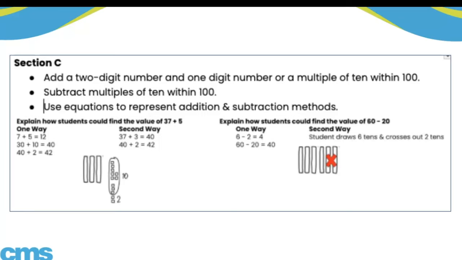They apply the associative and commutative properties as they count on, add 10s and 10s, or add 1s and 1s. Students see that no matter which order they use to combine the parts of the addends, the sums remain the same. Additionally, in Section C, students practice subtracting a multiple of 10 from a multiple of 10 from 10 through 90. This is the story of Unit 5.